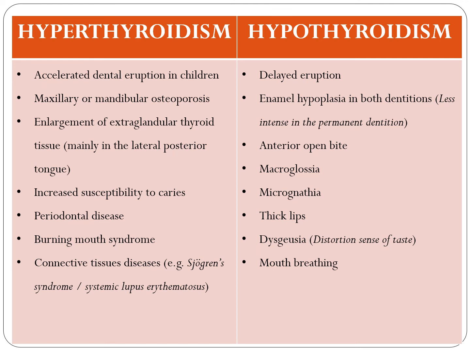So, going to the dental aspect, what are the clinical features we can notice in hyper and hypo? In hyperthyroidism, we can see accelerated dental eruption in children, maxillary and mandibular osteoporosis, and enlargement of the extraglandular thyroid tissue.